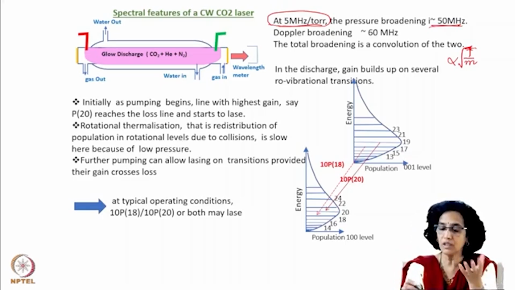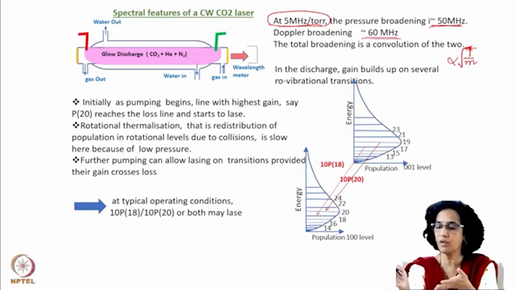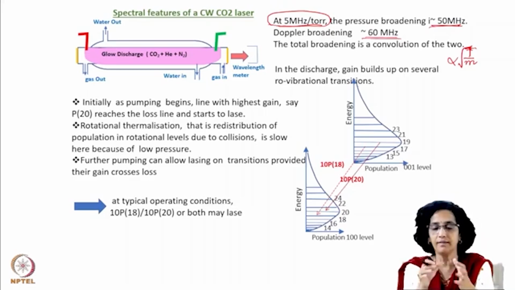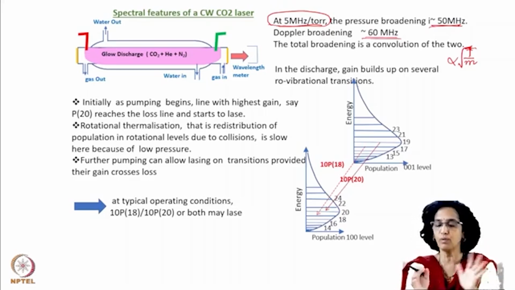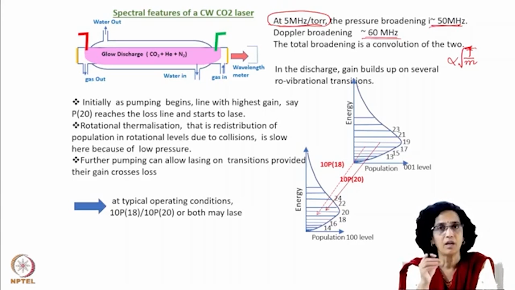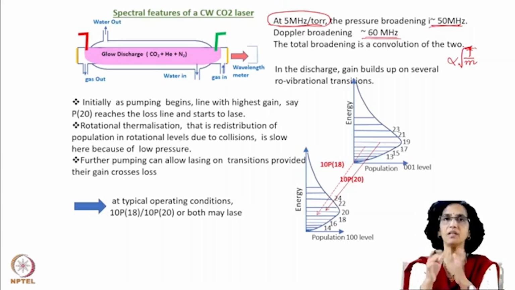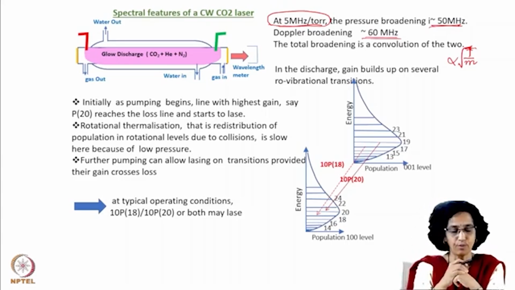So the Doppler broadening can be calculated to be about 50 to 60 megahertz at the operating conditions, and therefore we can say that collisional broadening as well as Doppler broadening are nearly similar, and the total broadening will be a convolution of the two. I said that the line shape function for collisional broadening is Lorentzian. For Doppler broadening, it is understandably Gaussian. And the total broadening is a convolution of the two kinds of broadenings.